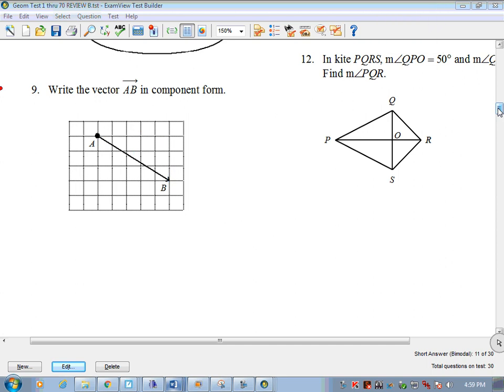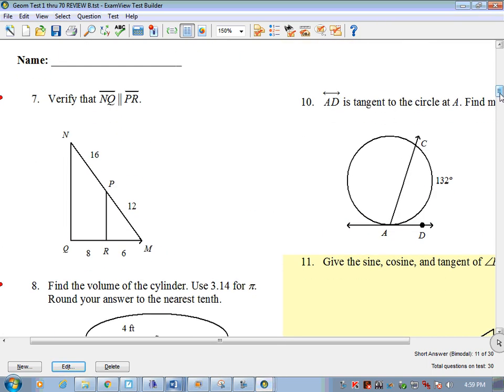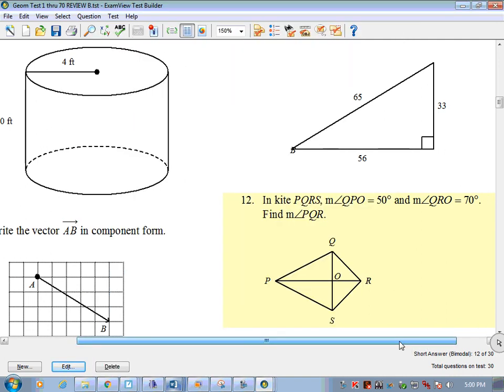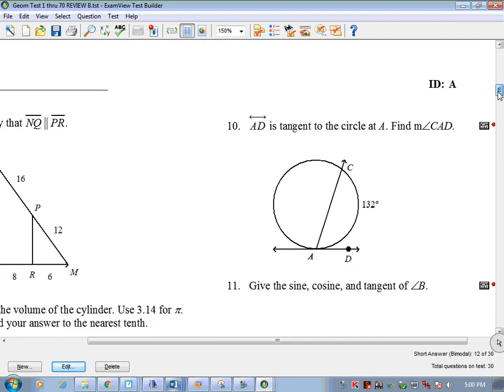Okay, we're approaching the 1/3 mark. Let's look at 10. Oh gosh, get out of the way. All right, 10. AD, this line right here, AD, is tangent to circle A. Find the measure of CAD.